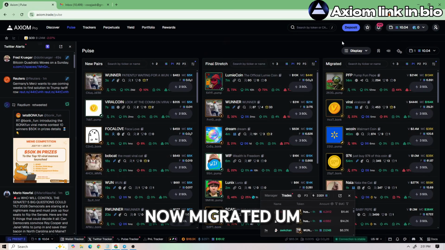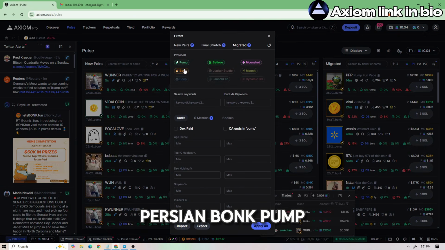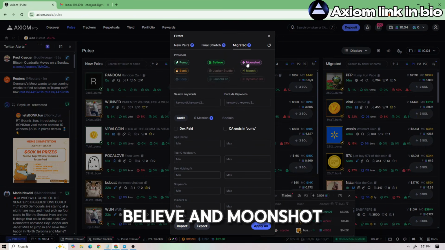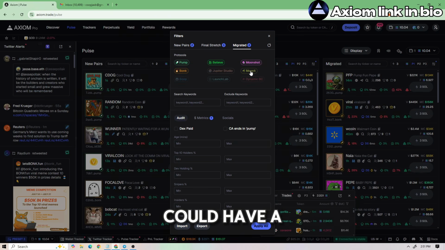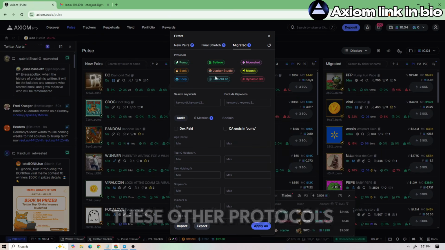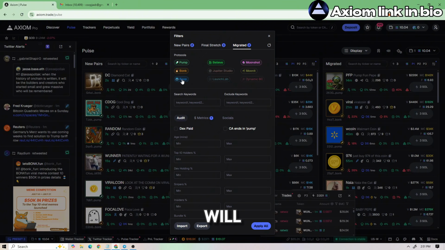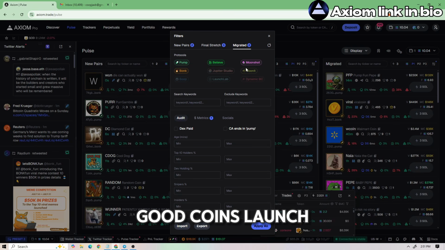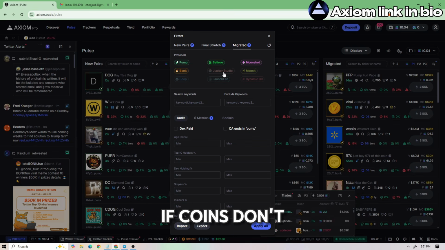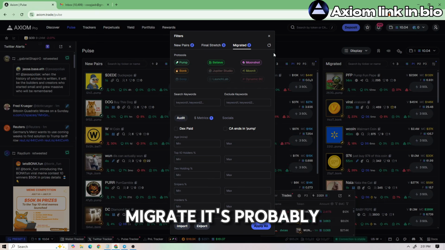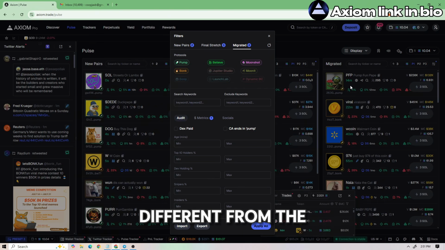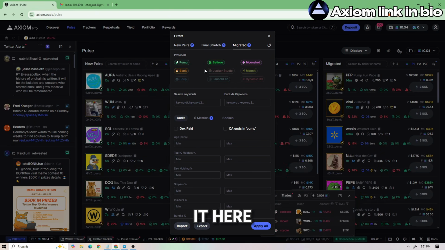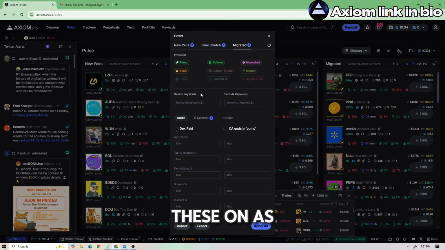Apply. Now migrated. Personally, Bonk, Pump, Believe, and Moonshot. You also could have a lot more on for migrated, because a lot of these coins that migrate on these other protocols might actually be worth a buy, because obviously if good coins launch here, they're going to migrate. If coins don't launch on these protocols and they don't migrate, it's probably terrible. That's why it's different from the migration tab. I still keep it here, but you can also have all these on as well if you want.